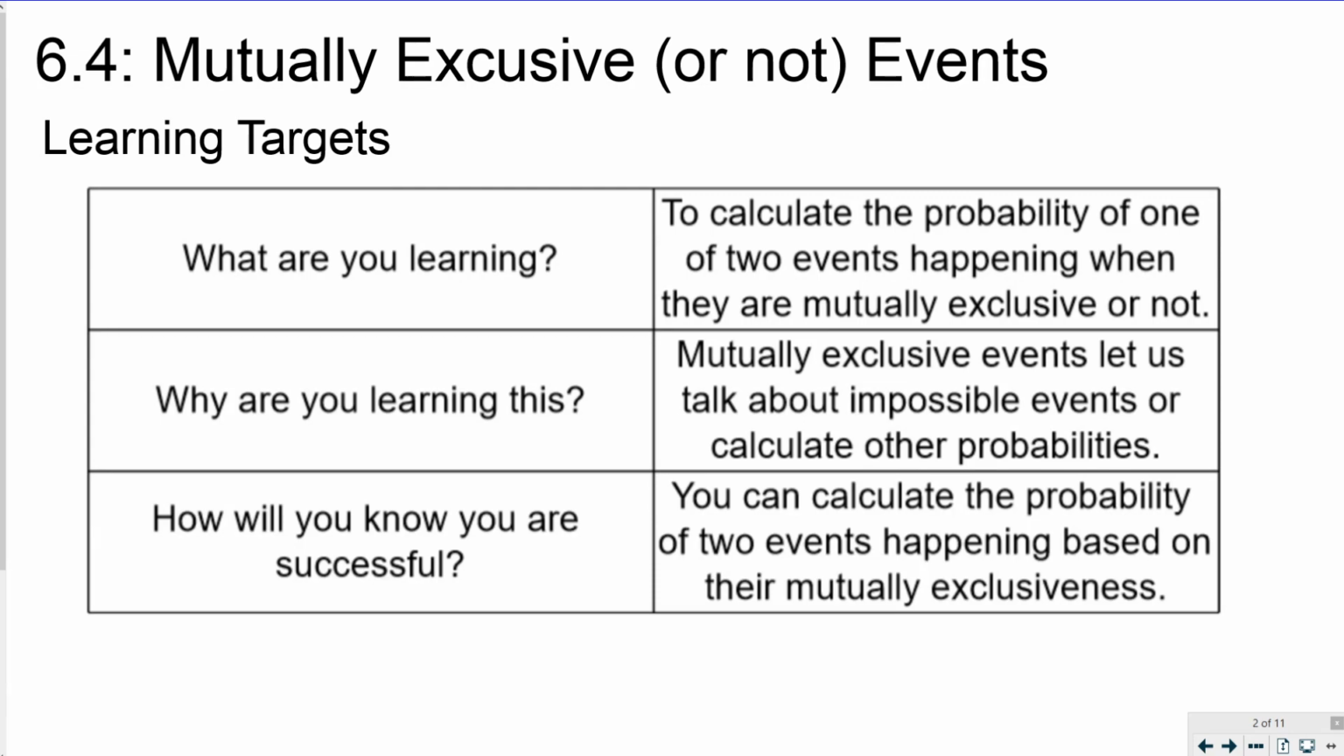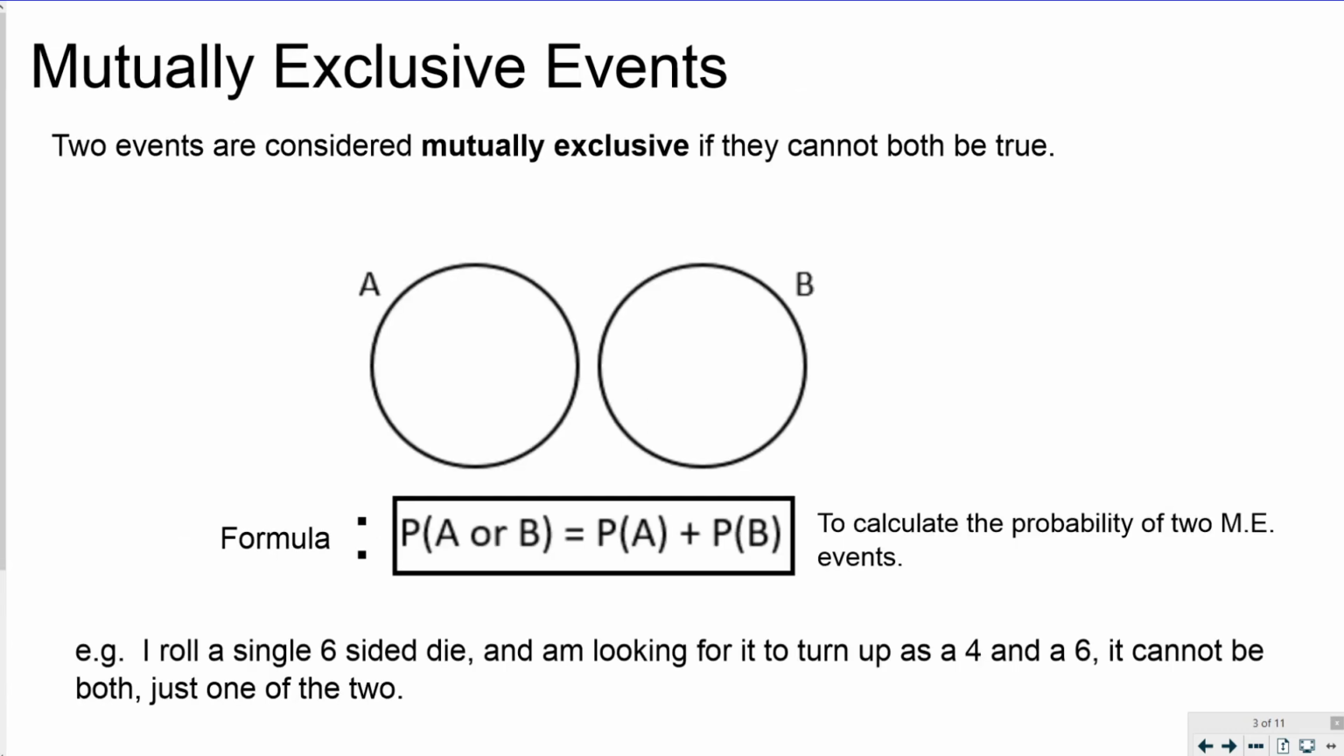And then you'll know you're successful when you can calculate the probability of one of two events occurring based on their mutual exclusiveness. So, please make sure you get this formula down. Two events are considered mutually exclusive if they cannot both be true. The formula for that is the probability of A or B happening is that you add the probability of A and the probability of B together.